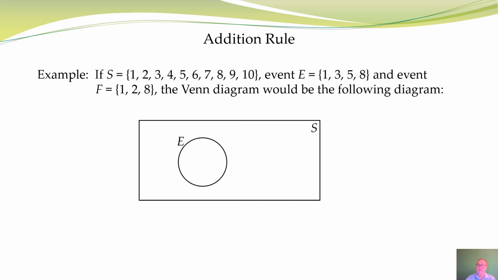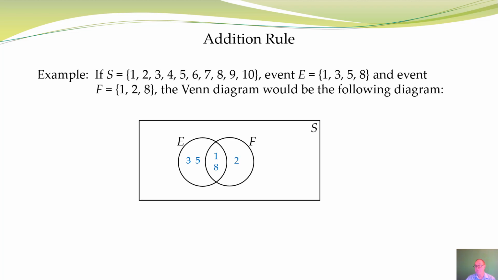So we draw E, draw F where they overlap. Now I want to put the outcomes in. So what outcomes are common to both E and F? 1 and 8. So I put those in. Now what other outcomes do I need in E? Well, 1, 8 is there, but I also need 3, 5. So I need to enter 3, 5 into E. And then F is 1, 2, 8, so I enter the 2 for F.